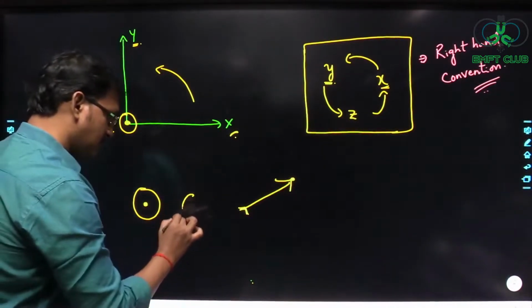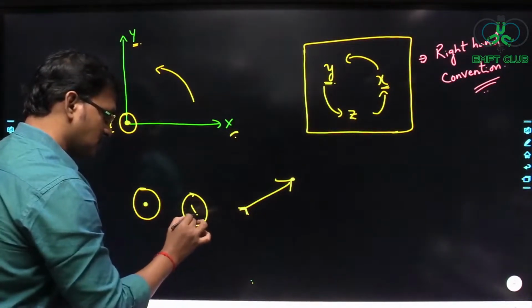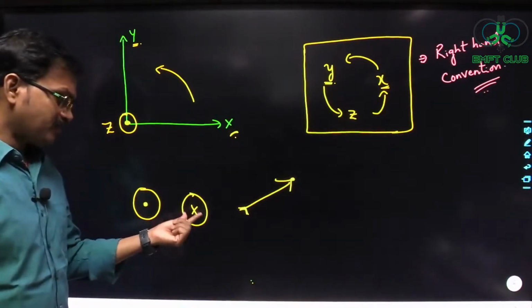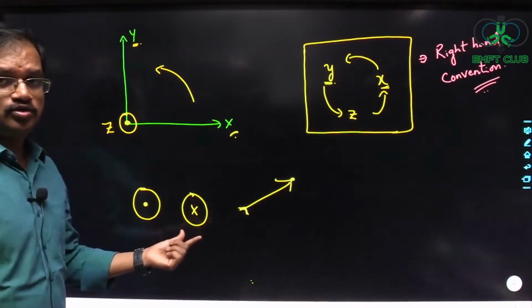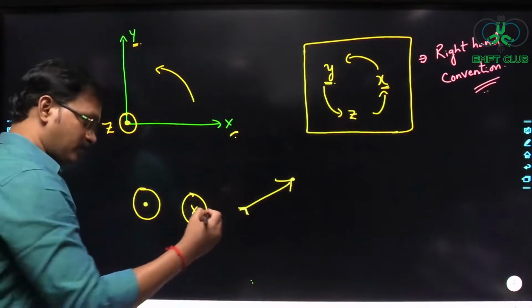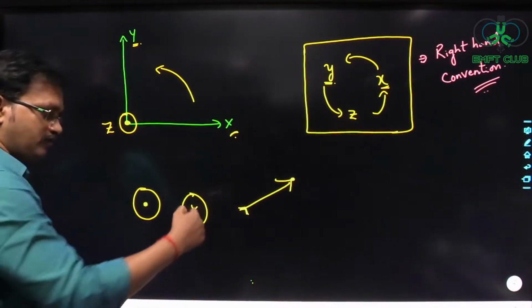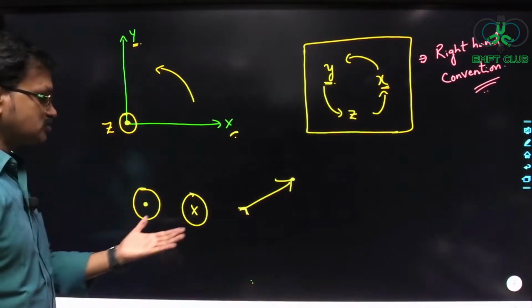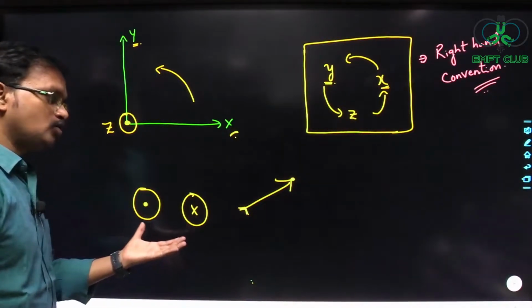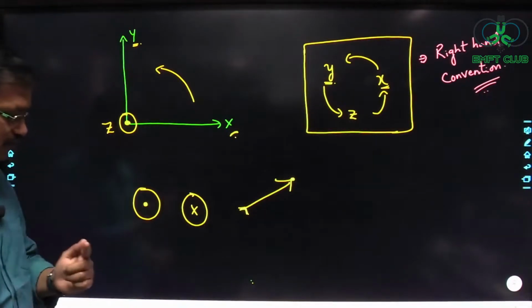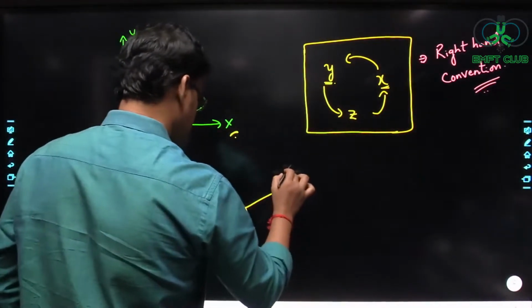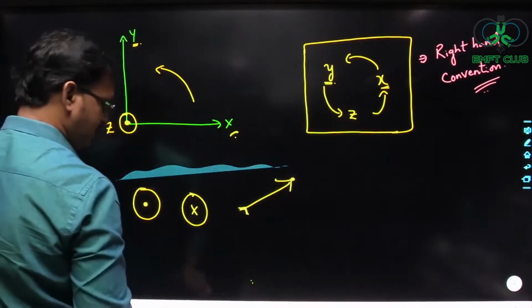And if inside a circle I put a cross mark, then it represents a vector pointing into the board. If the arrow is going away from you, you are going to see this cross mark. Understood? This is the convention to represent a vector coming out of the board and going into the board. I hope this is crystal clear.